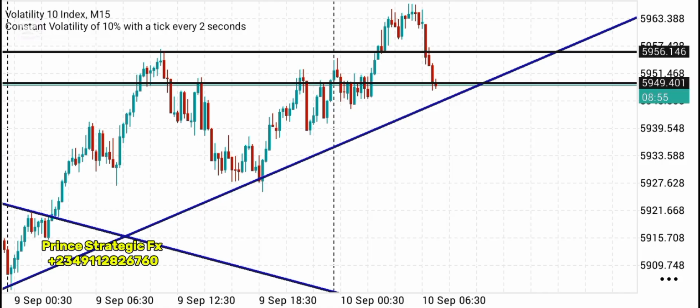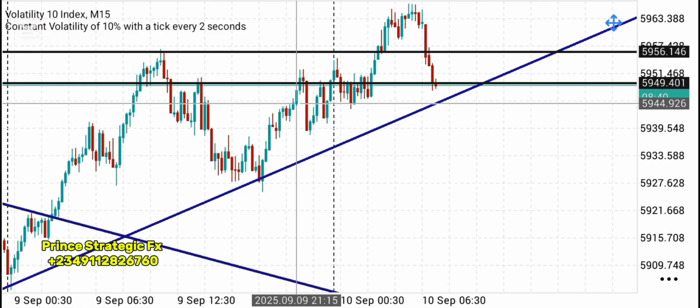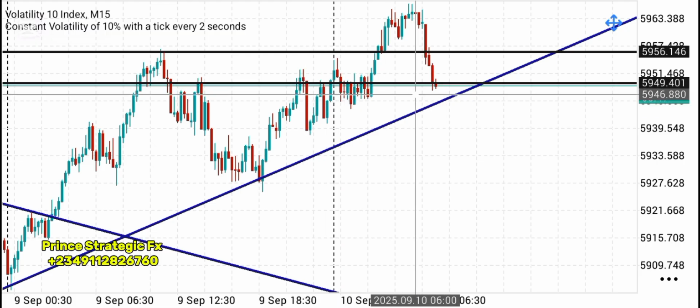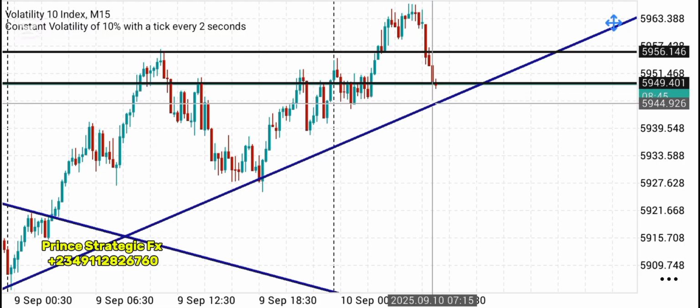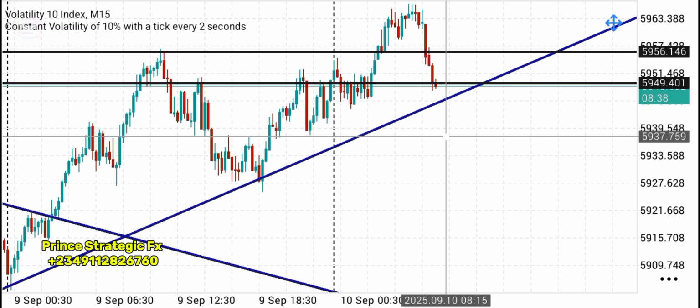Now, as soon as we buy, our stop loss should be coming below. So if you're buying from here, like we saw the confirmation from this point right here, then our stop loss should be somewhere around here or a little bit below it.